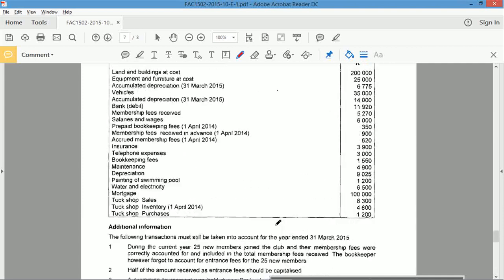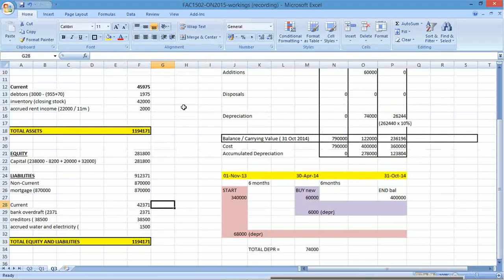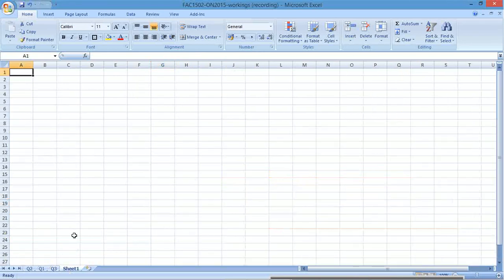Okay, so the last question here is question 4. 25 marks, 30 minutes. Question 4.